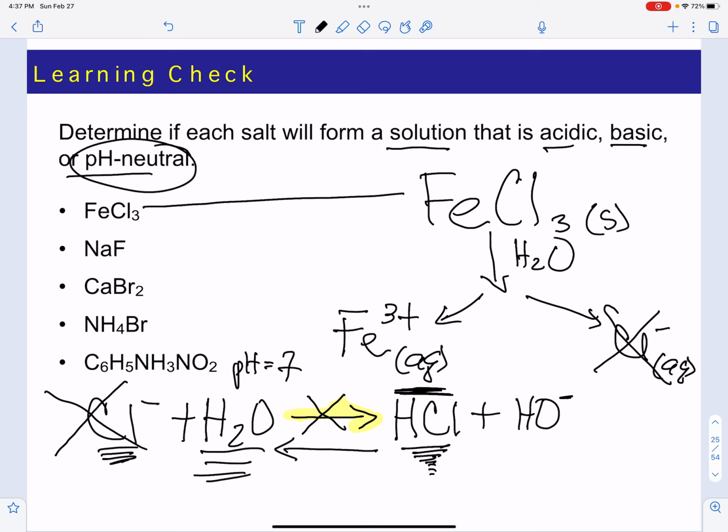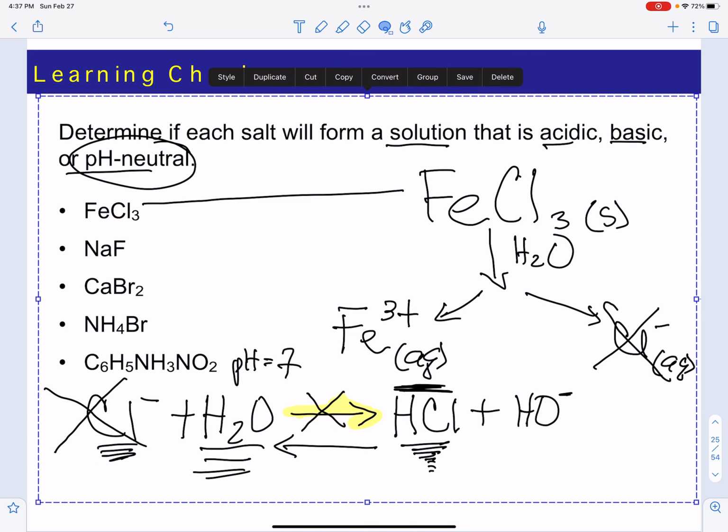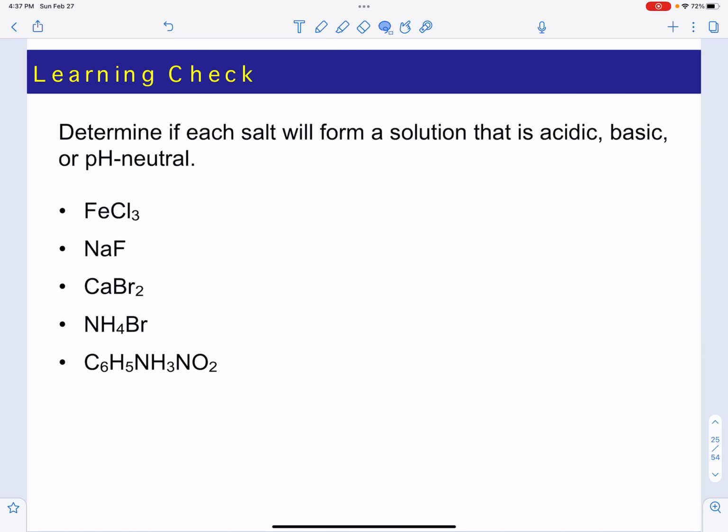But we're not done with the story. What about the iron? So let me clear the screen. So we know the chloride is irrelevant. The chloride is not going to do anything to the water because it forms a strong acid, and the strong acid is going to break apart and it's not going to be an equilibrium. So there's no reaction of chloride with water as a base.